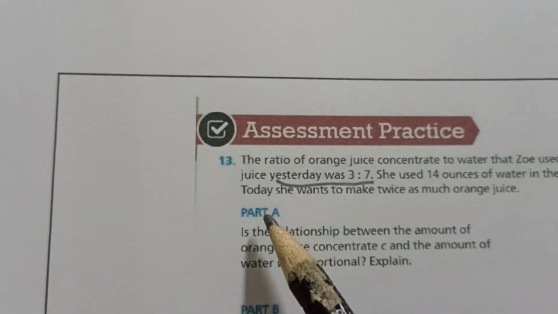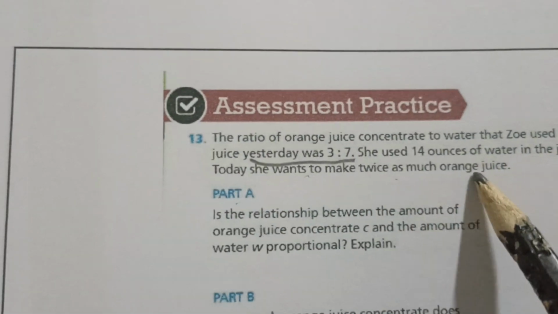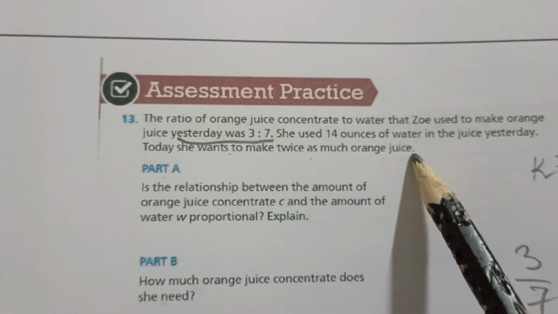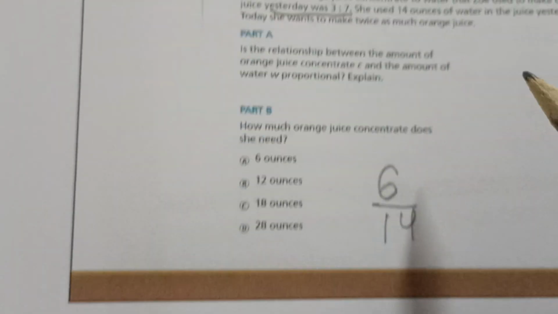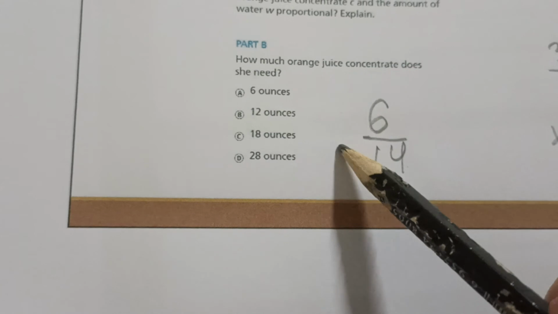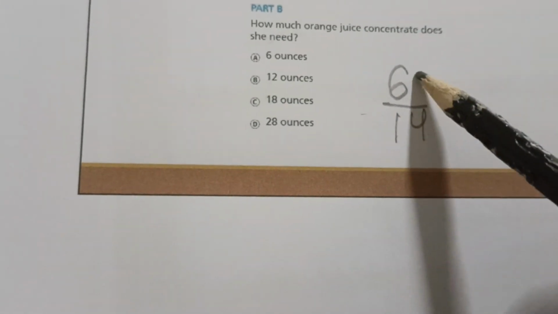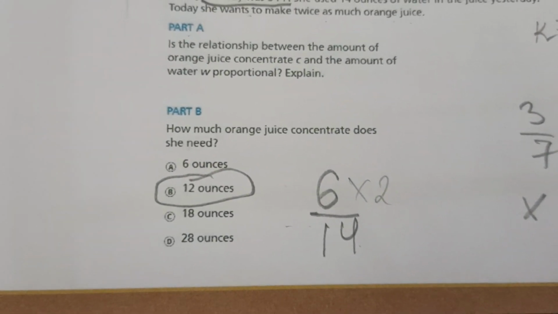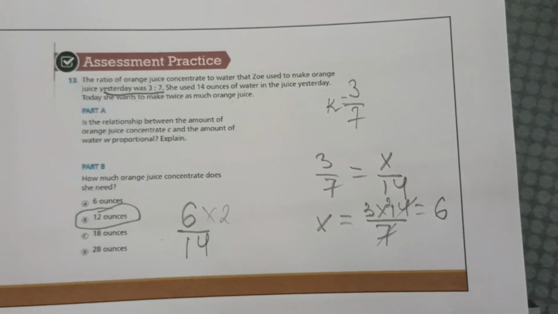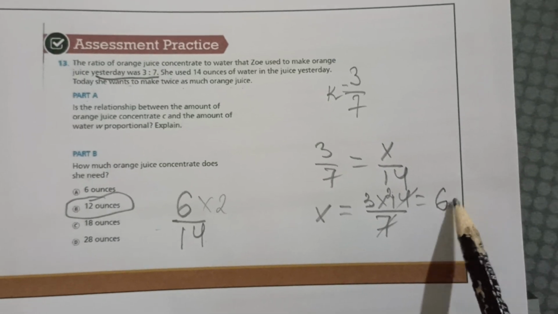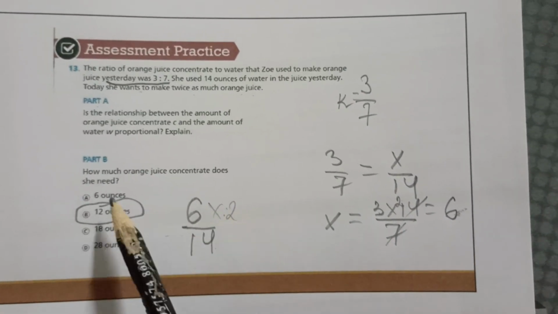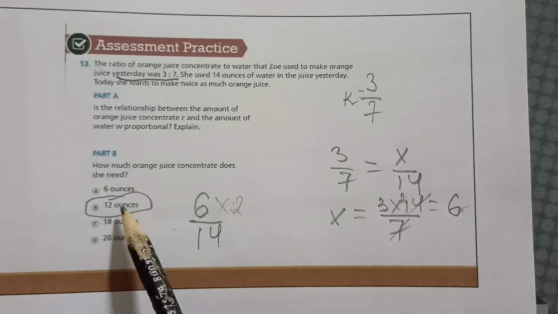It was yesterday. We are reading that today she wants to make twice as much orange juice. Today she wants to make twice as much. Okay? Yesterday is 6. Twice means multiply by 2. That's it. Easy peasy. Okay, now check this. Here we were looking for how much juice she used yesterday. Here, multiply by 2, how much she wants today, because today she used twice. Okay, that's it.